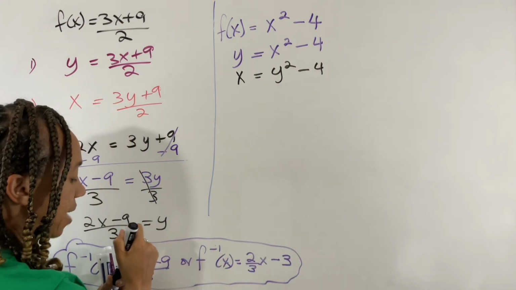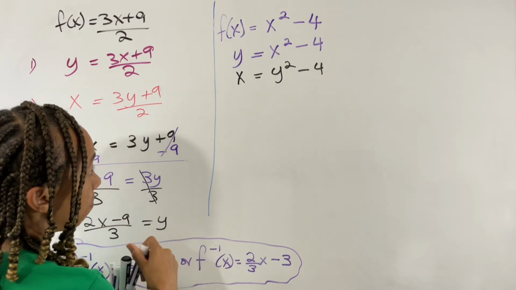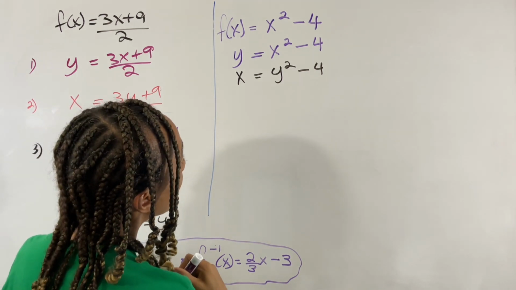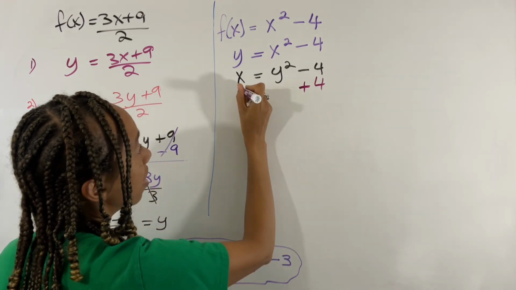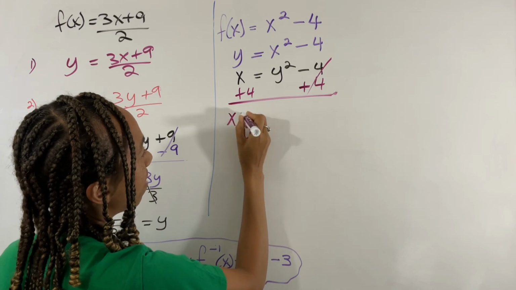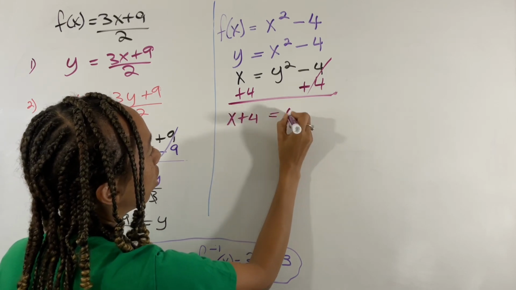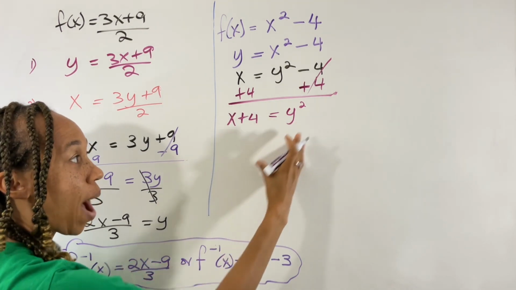But you notice that you have a minus 4 being added onto the y to the second power. You have to get rid of that. The inverse is going to be plus 4 on both sides. That cancels out. So now you have x plus 4 equal y squared. But y is not by itself. You have y squared. Y is being squared.